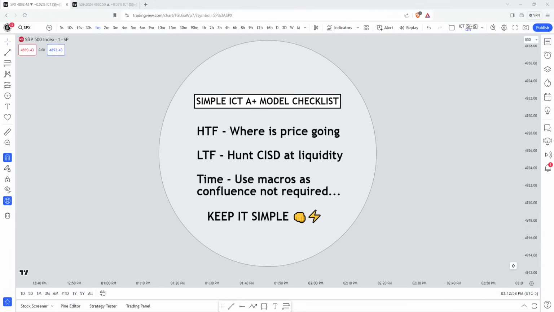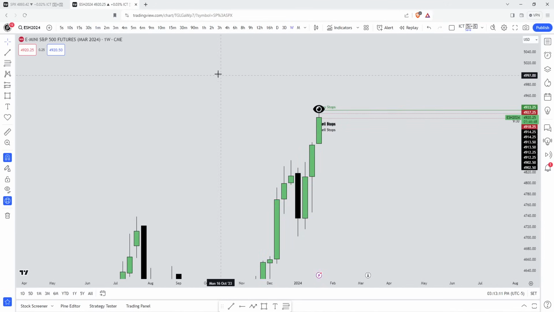Step 2, hunt for a change in the state of delivery at liquidity. Step 3, add the time element. It's not required, but it's something that we could use as confluence. So let's utilize the higher time frame to find a draw on liquidity, and I'm going to show you guys the exact step-by-step process to do that.